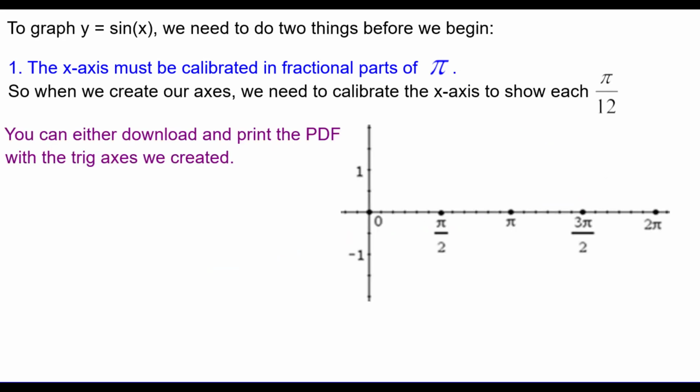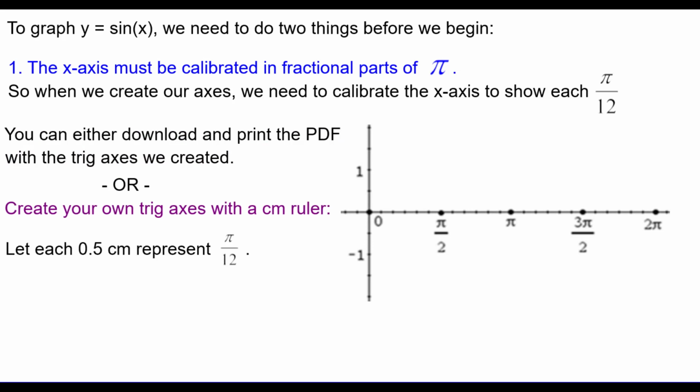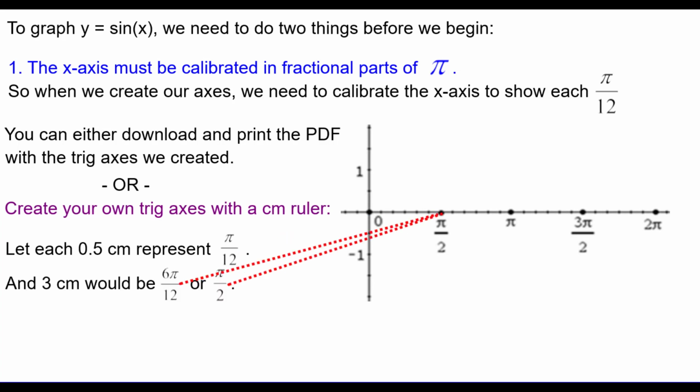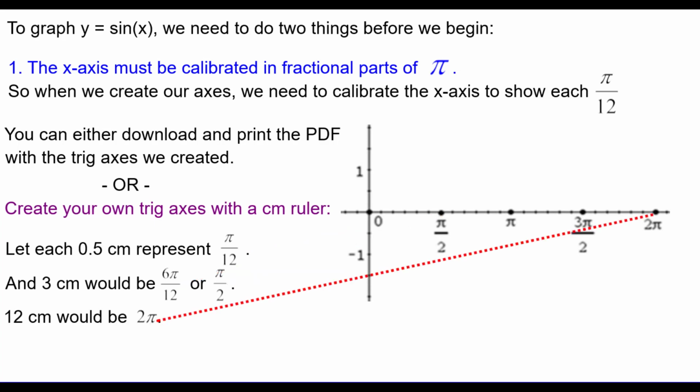You can either download and print the PDF with the trig axes we created, or you can create your own trig axes with a centimeter ruler, your choice. We suggest that you let each half centimeter represent pi over 12. That would mean that 3 centimeters would be 6 pi over 12, or pi over 2. And 12 centimeters would be the distance from 0 to 2 pi.